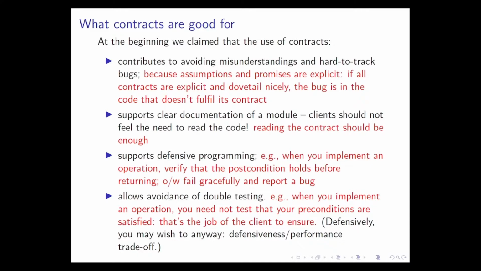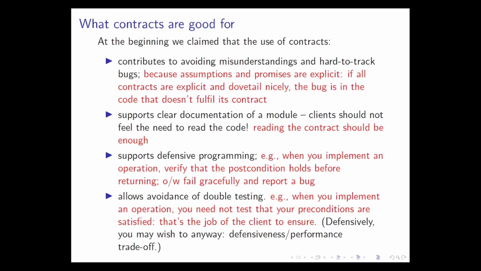On the other hand, you might avoid double testing by saying, when I'm implementing an operation, I don't need to check that my preconditions are satisfied, because I'm assuming that the client will ensure that, as I'm entitled to do, because that's the role of the contract. Now here actually you might want to say, no, I'm going to do defensive programming here. I'm going to check that my precondition holds, and I'm going to fail gracefully, and I'm going to say there's a bug in whoever called me, in order essentially not to be blamed for a bug that wasn't your fault.